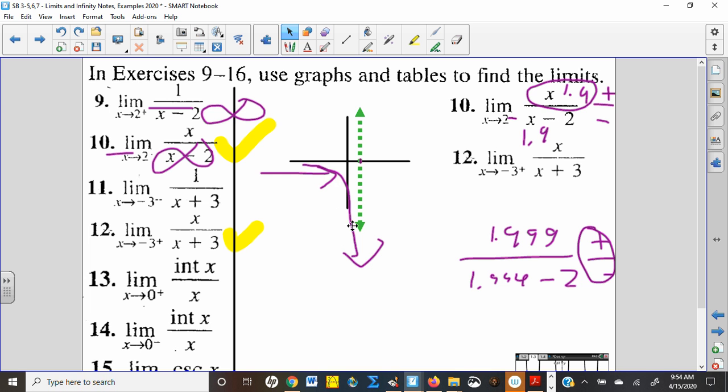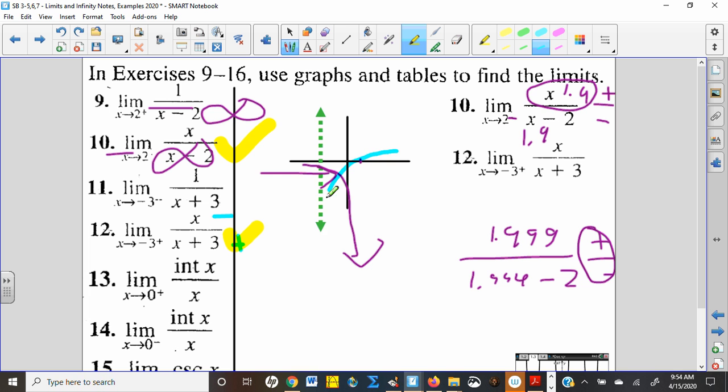On the other hand, if I looked at number 12 and I came into negative 3 from the right side, right? If I put a number just a little bit bigger than negative 3, like negative 2.999, okay, that would be a negative on the top, and negative 2.999 plus 3 would actually be positive. So see, this time it comes in and goes down from the right. We're not used to that. Usually it goes up from the right. So that's how you can kind of test them. If you graph number 12, you would see exactly that behavior. It would be going down because a negative divided by a positive is a negative.